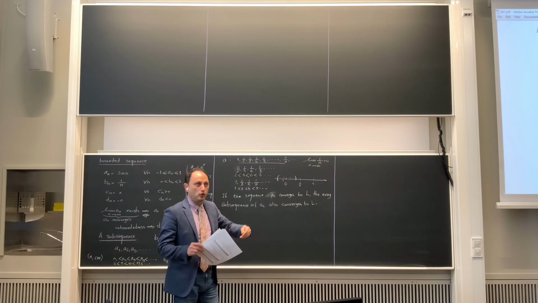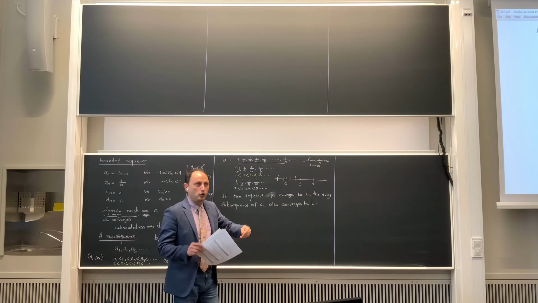And if I ask you what a sub 2n minus 1 is, this is the subsequence consisting of the odd terms. It becomes minus 1 to the power 2n minus 1, which is minus 1. Okay, so here, let me call this sequence b_n, and let me call this sequence c_n.